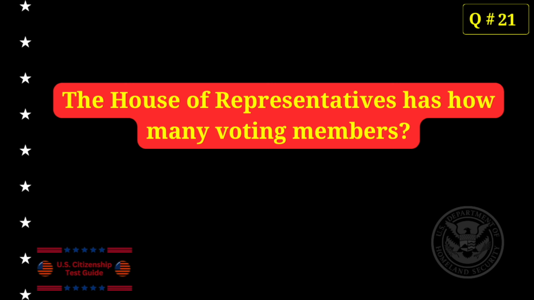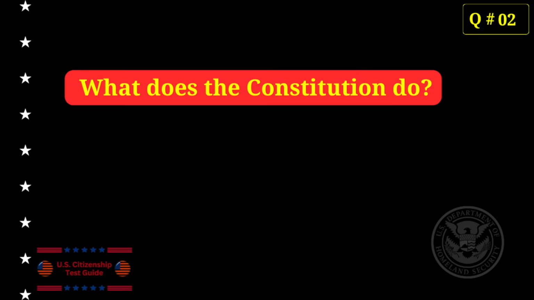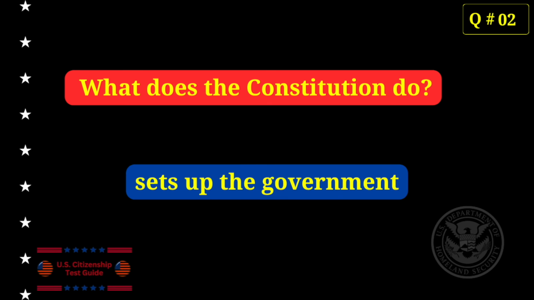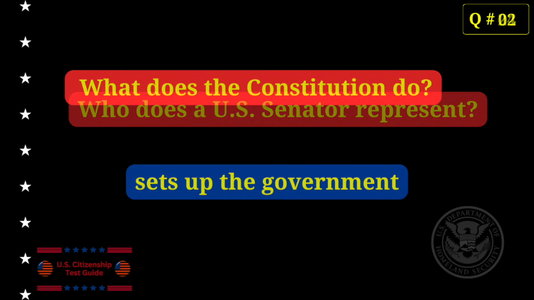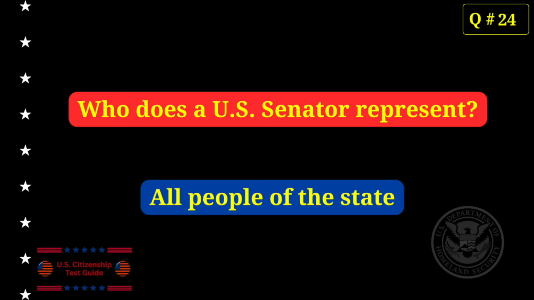The House of Representatives has how many voting members? 435. What does the Constitution do? Sets up the government. Who does a U.S. Senator represent? All people of the state.